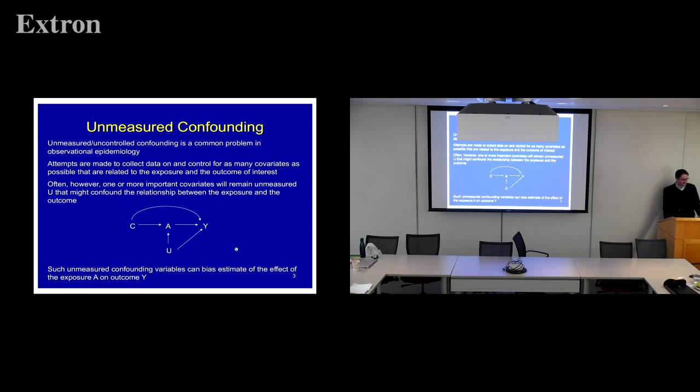So the setting we're dealing with, we have some treatment or exposure A. We're interested in its effects on some subsequent outcome Y. It's observational data, and we've tried to collect a bunch of measured covariates C, which we think might be related to the exposure and the outcome. But it's observational data, so we're always worried that we might have some unmeasured covariate that affects both the treatment and the outcome that might be responsible for our observed associations, conditional on the covariates.